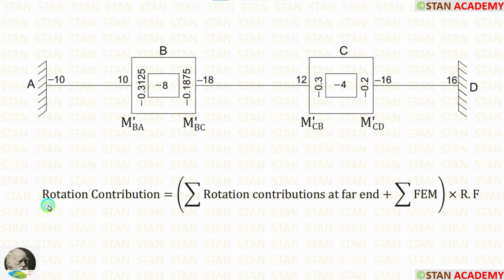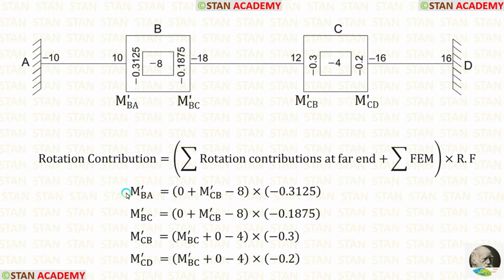Now let's see how to calculate the rotation contributions. The formula is summation of rotation contributions at far end plus summation of fixed end moments into rotation factor. Let's see how to apply the values inside the formula.